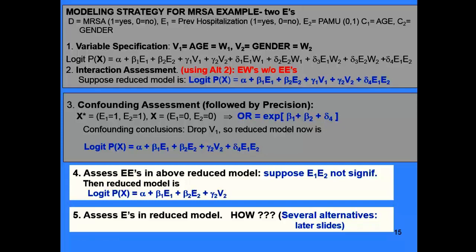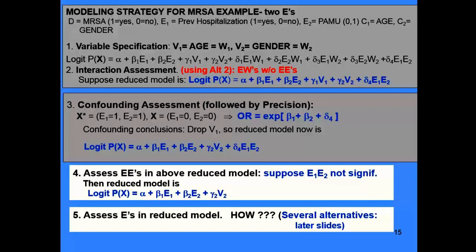After dealing with variable specification, interaction, and confounding, and even interaction for both the EWs and the EEs, whether this was an example of alternative 2, we're down to a model which has 2 E's and 1 V. The V was the result of having gone through confounding and decided to drop the other V that was eligible to be dropped, as in this case a non-confounded V1. So we're down to a model where there were 2 E's in the model.